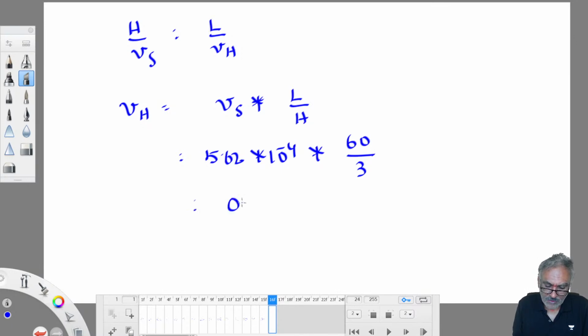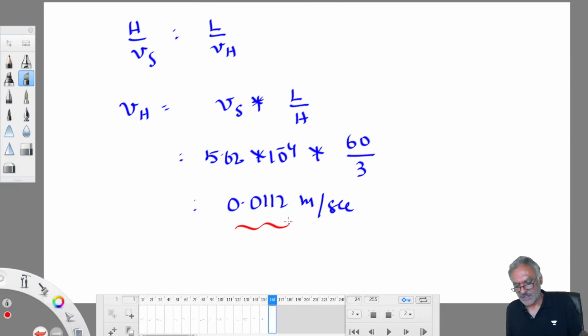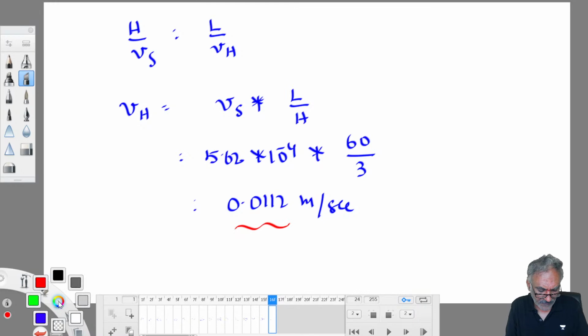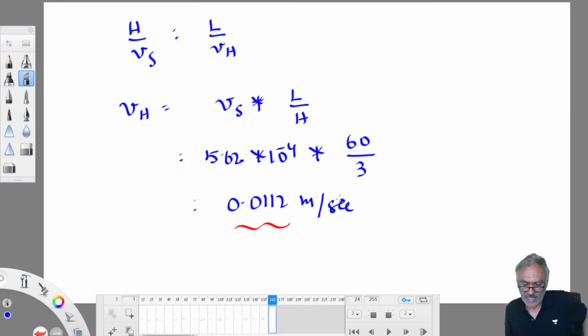So I got 0.0112 meters per second. That is how we can work it out. Whichever unit system they expect us to calculate in, we can find the answer in that unit system. Sometimes we express it in centimeter per second, then we can write it in centimeter per second also. Understood now? Hope it is clear to you.